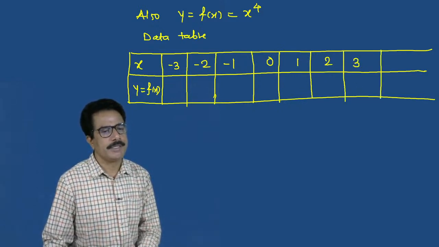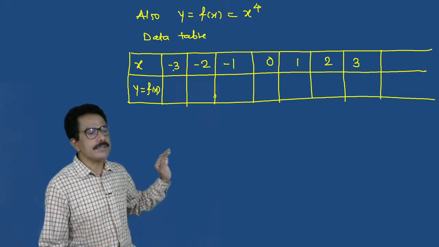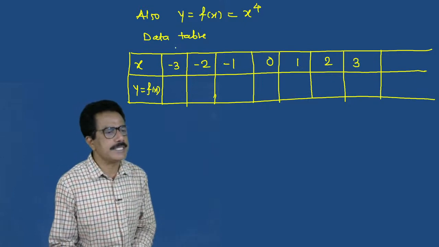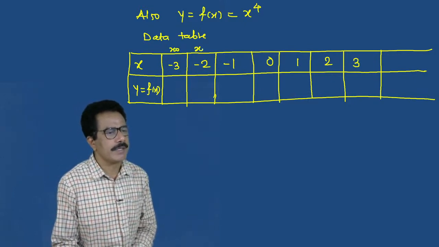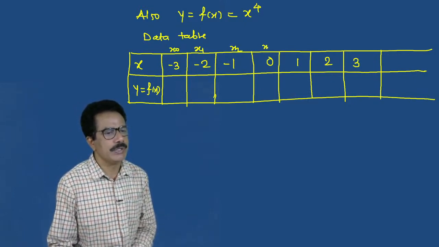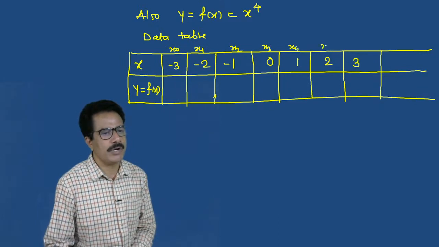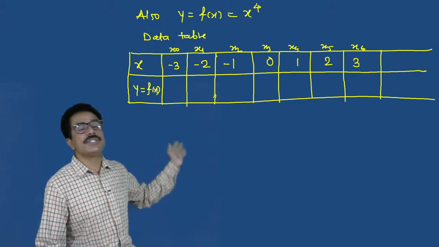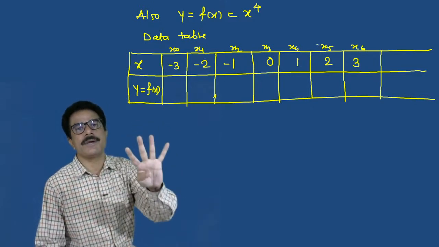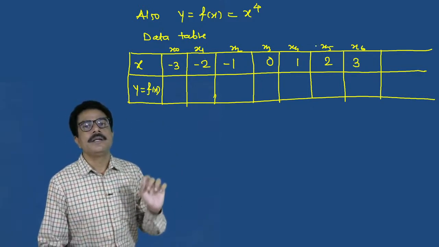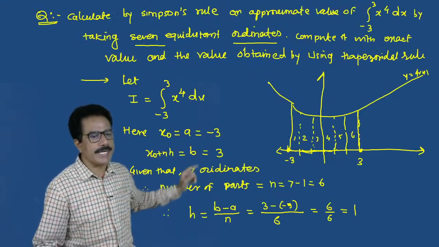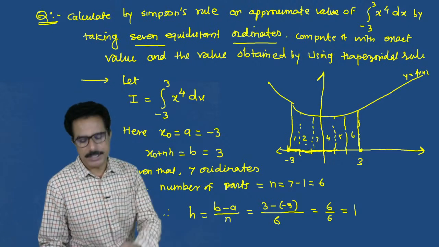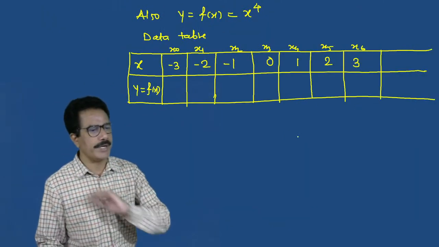Okay. These are the required 7 points: 1, 2, 3, 4, 5, 6, 7. These are considered as x0, x1, x2, x3, x4, x5, x6. x0 to x6 means there are 7 points. Due to the 7 points, we can take 6 सब इंटरवल्स. हे सब इंटरवल्स असतात, एक ना कमी असतो जो पॉइंट आहे तो.